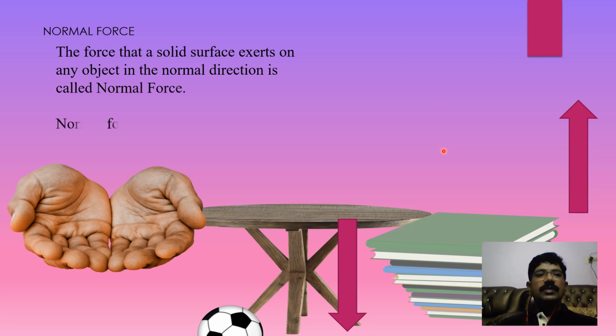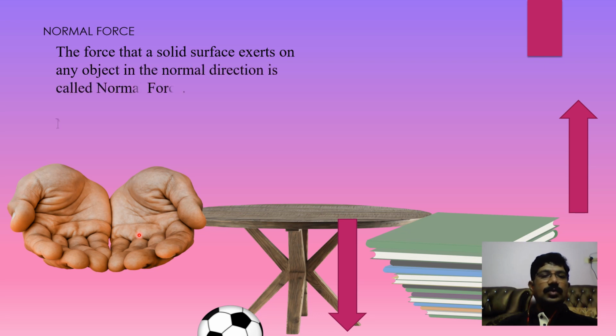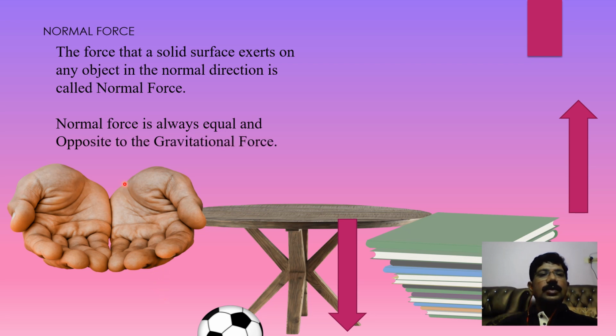See this one. This is the force acting opposite to the gravitational pull. This is known as the normal force. Here also, when I hold the ball in my hand, the ball stays in my hand because of the normal force. As soon as I move my hands, the ball falls down because of the gravitational pull. So, what is the normal force? The force that a solid surface exerts on any object in the normal direction is called normal force. Normal force is always equal and opposite to the gravitational force. Are you clear about that?